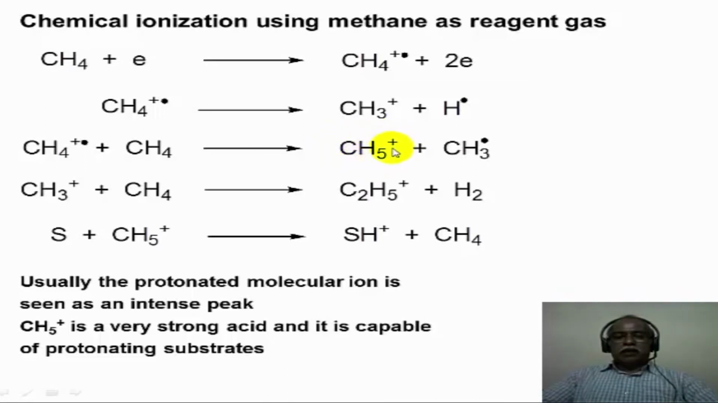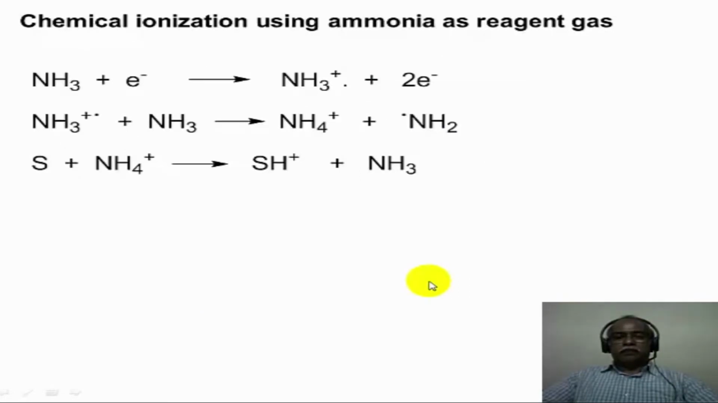It is a very strong acid because it can donate a proton very readily to the substrate, and that is a reaction that takes place essentially with the substrate. The substrate gets protonated and in the process it gets ionized. It is not by the removal of an electron from the substrate that it gets ionized. It is by addition of a proton that it gets the positive charge. Usually the protonated molecular ion is what is seen as the intense peak in the methane reagent gas chemical ionization mass spectrometry. CH5+, as I mentioned, is a very strong acid and it is capable of protonating the Lewis basic sites of the substrate, thereby producing the protonated substrate molecule.